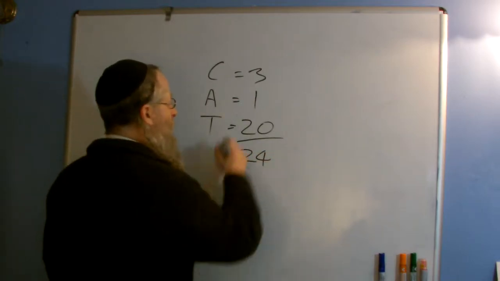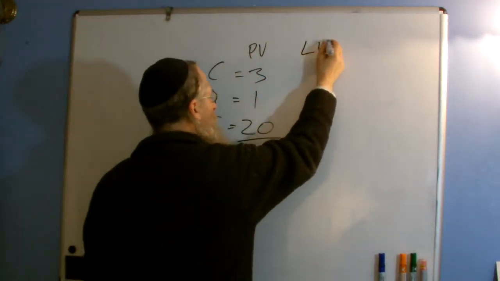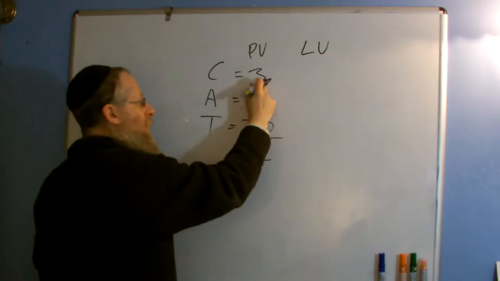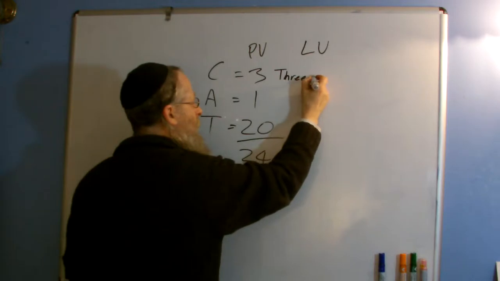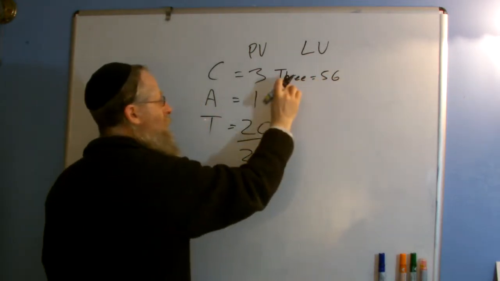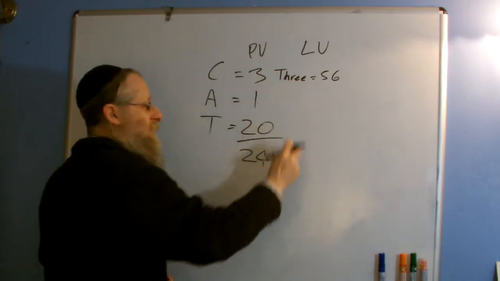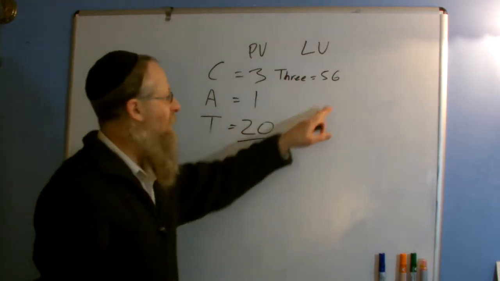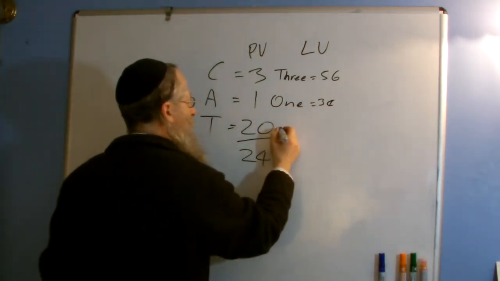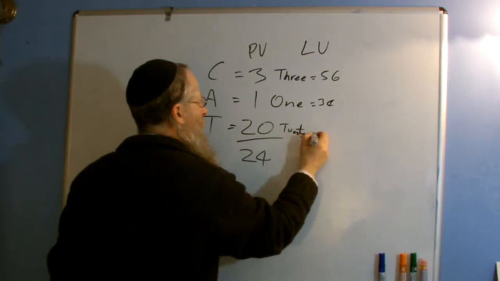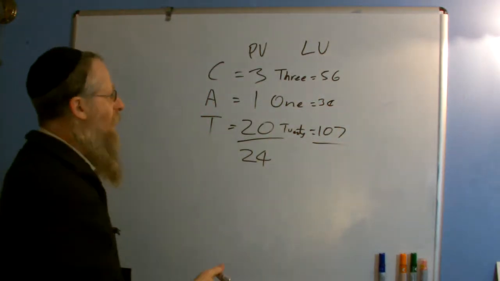And I call that the PV, so I'm going to stick PV there, the placement value. Next one we looked at was the large value, where we looked at the word three, which equaled 56 using the placement values. T is 20, H is 8, R is 18, E is 5. So add that all together, you get 56. A is 1, which gives you 34, and that's 20, and that gives you 107. Now if we add those together, we'll get another value. We call that the large value.